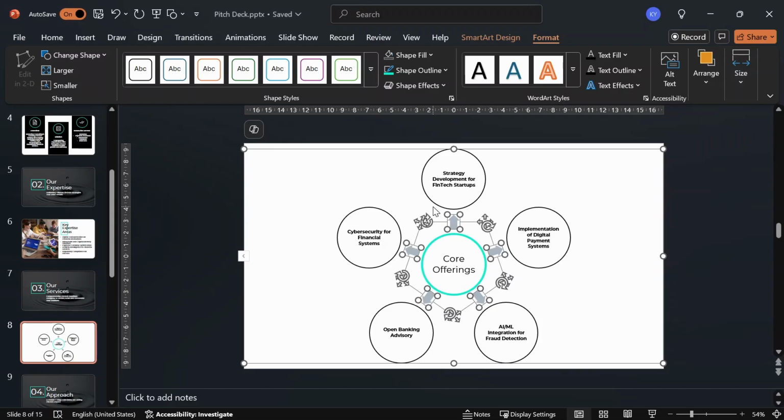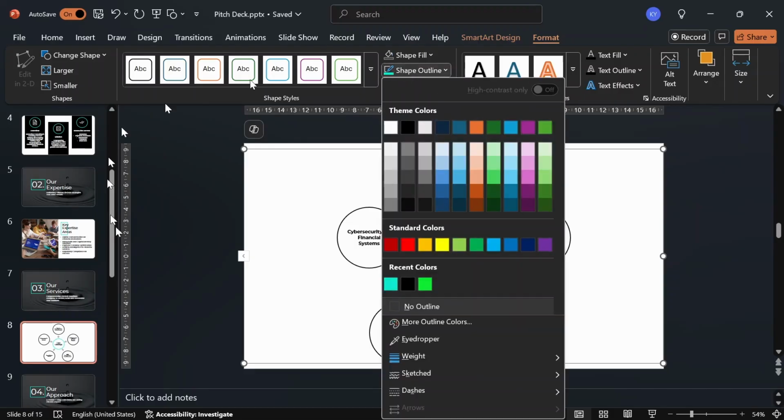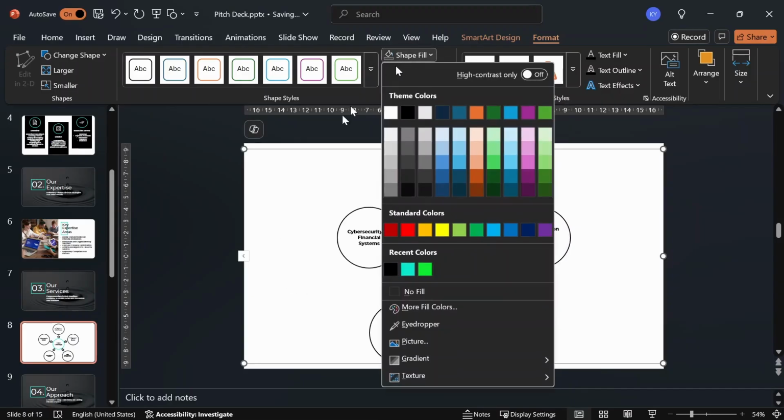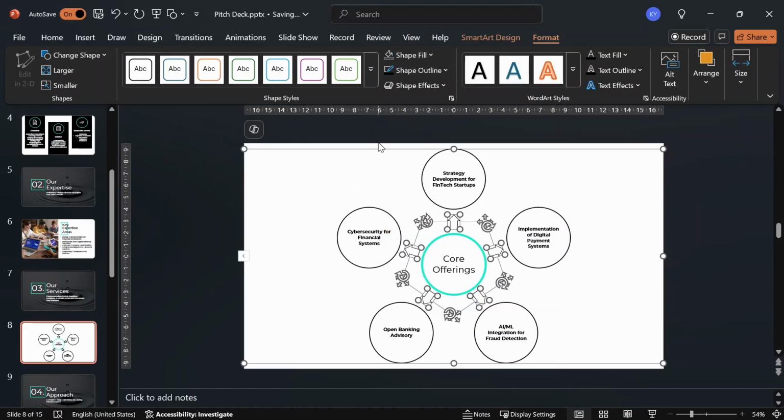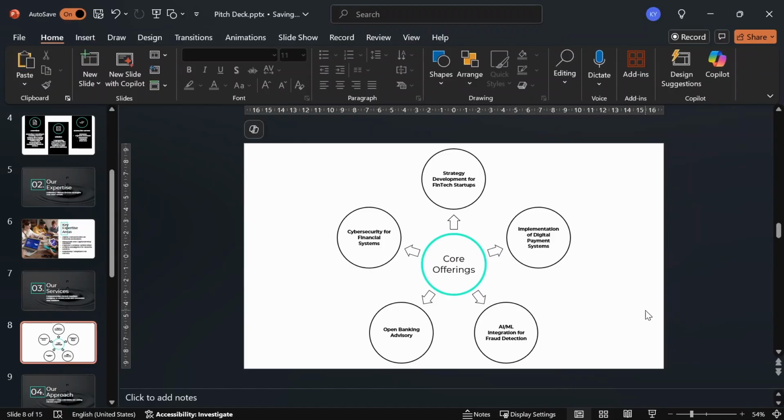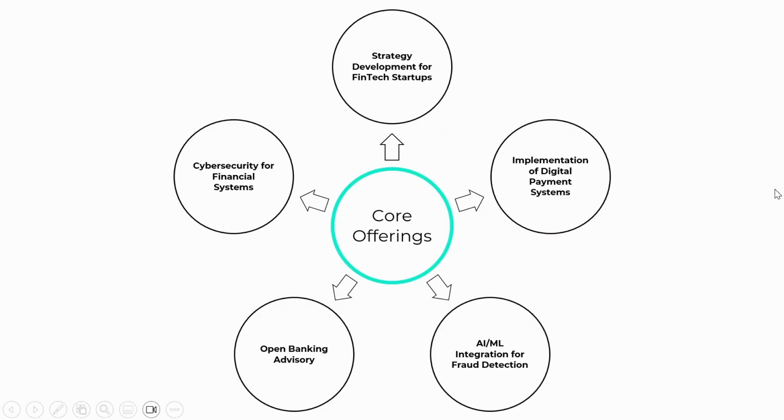Now while all the arrows are still selected, we're going to go to shape outline, make it black, and then no fill. And that's it, we're done. We're done with our core offerings. So once again, let's open our slideshow to see how it looks. And there it is. Simple, straightforward.